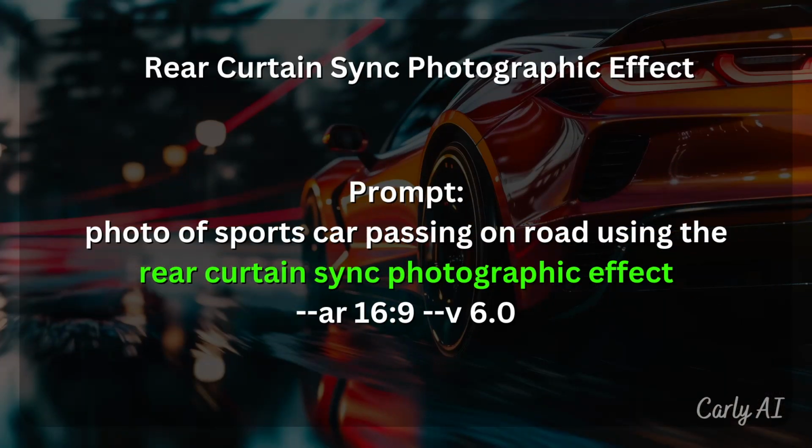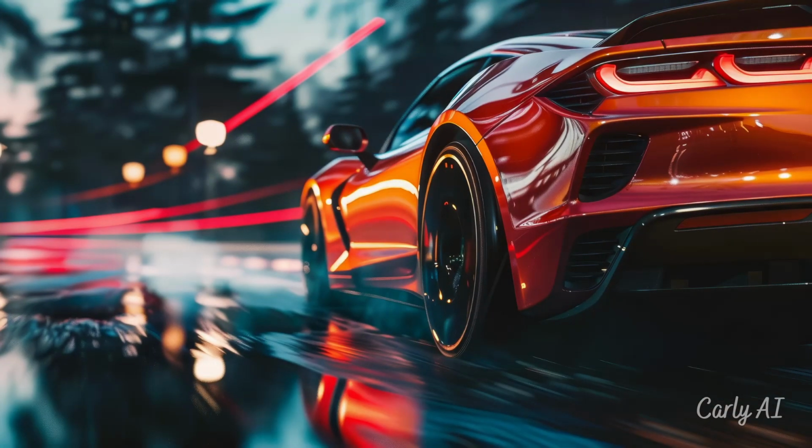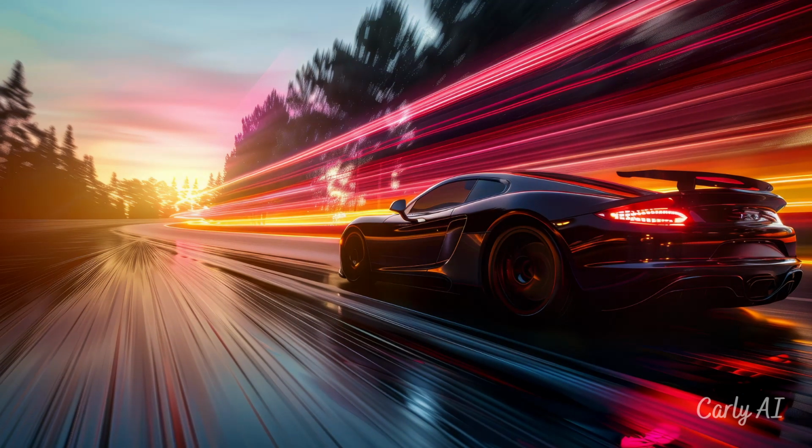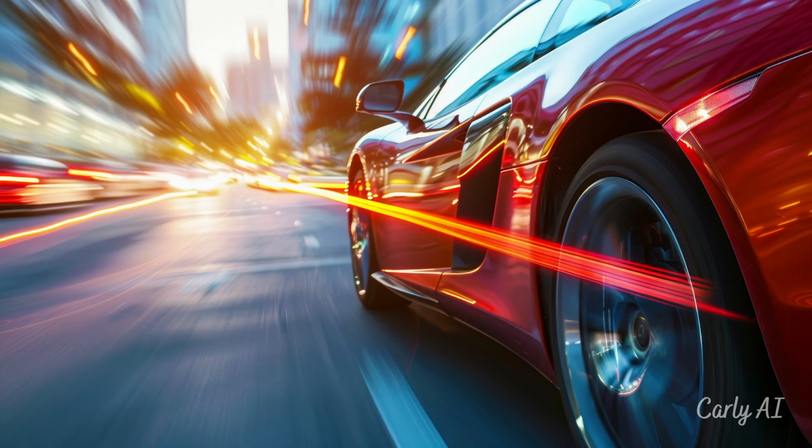Rear curtain sync photographic effect. Master the art of capturing depth of motion in still photos with the rear curtain sync effect. By syncing the flash with the closing of the shutter, photographers capture the blur of moving subjects, combined with a crisp flashlit image. It creates a sense of speed and direction, which is perfect for conveying movement in still photos. It's a technique that plays with time, producing a trail of light that tells a story of motion.